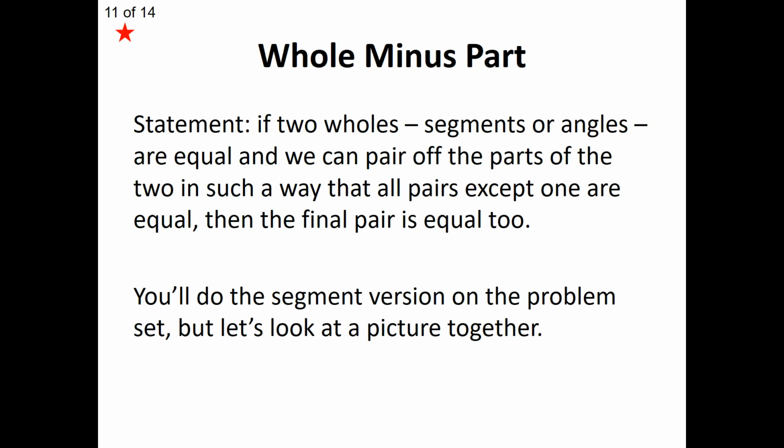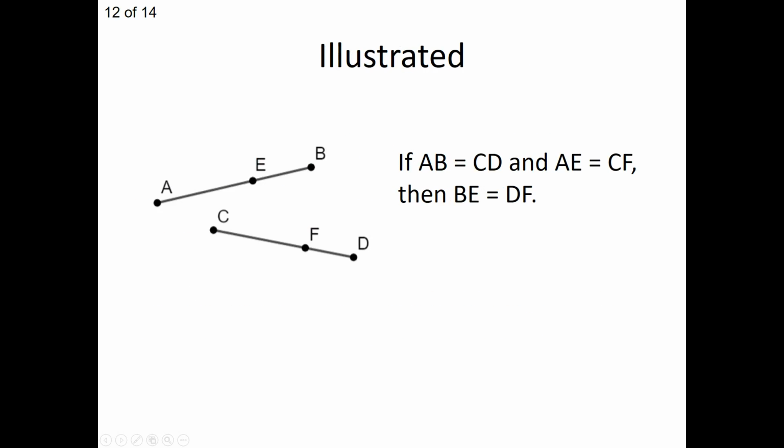And this will make more sense when you see the diagram. You're going to prove the segment version on the problem set, but let's take a look at the diagram of what you're going to use to help you prove this. We're going to use these two segments again, AB and CD. Again, I didn't mention the whole given. I would say the whole given would be segments AB with point E on the interior and segment CD with point F on the interior.